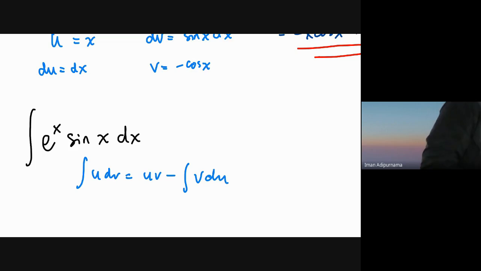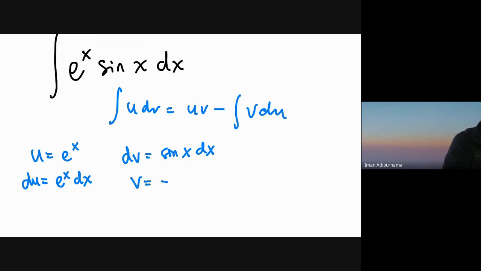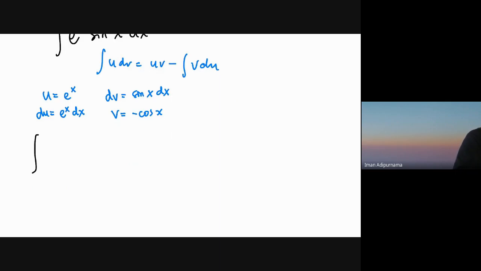First, we need to write carefully. So first, u is e to the power of x, and we have du is e to the x dx, and if we have dv is sine x dx, this v is minus cos x, right? Now first, every time you solve integration by parts like this, always write the equations on the left. You will see why.